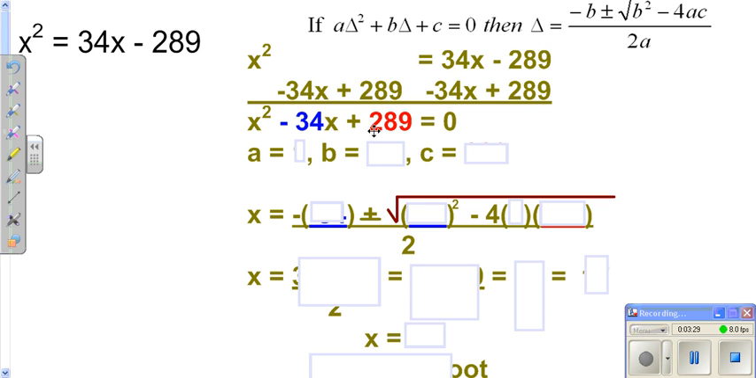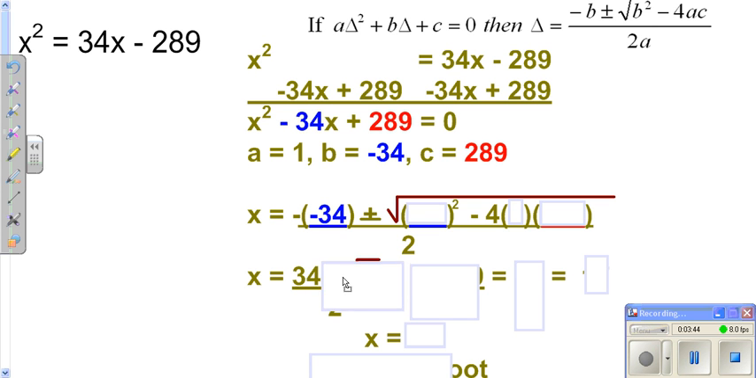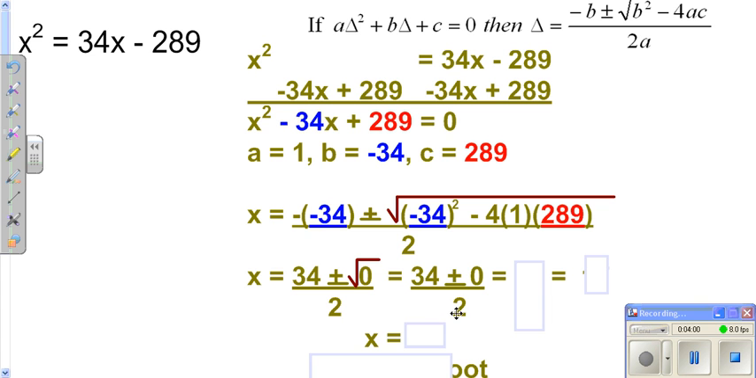Now I need to identify my A, B, and C. A is in front of your squared term, B is in front of your term to the first power, and C is the term that has no variables. Then plug it into your quadratic formula. Opposite of your B, which is your 34, plus or minus the square root of your B squared minus your 4 times your A times your C. Go ahead then and type in everything inside your root into your calculator, and you get 0 for this one. And you know the square root of 0 is 0.